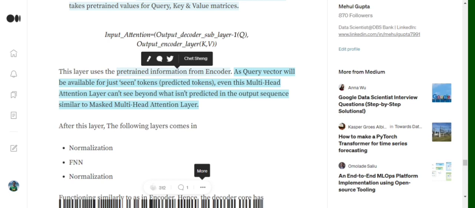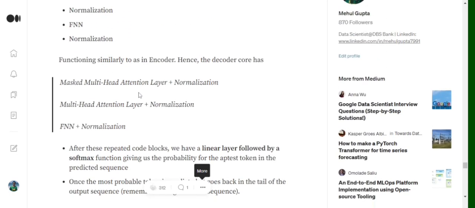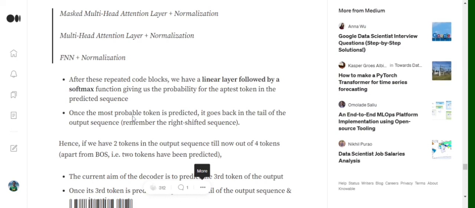The rest of the code is pretty easy: we have a normalization layer, a feed-forward layer, and a normalization layer, which I've already explained in previous videos and in the encoder part. So the entire block that gets repeated in the decoder is masked multi-head attention plus normalization, multi-head attention plus normalization, and feed-forward network plus normalization. These layers are repeated six times. After the sixth repetition, we have two more layers: a linear layer followed by a softmax function. This softmax function gives us the probability for the most suitable token that should follow in the output sequence.